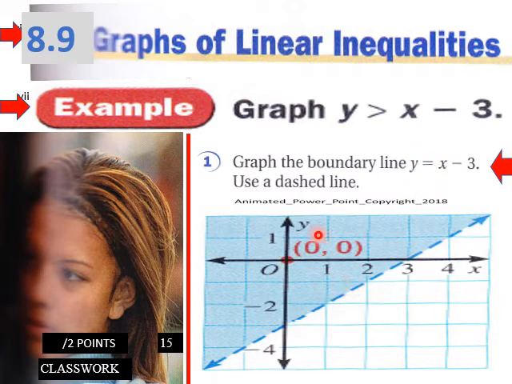And then we plug in 0, 0. When x equals 0 and y equals 0, is 0 greater than negative 3 here? When x equals 0, it's like, yes, it is. So 0, 0 is part of the solution. So you shade everything on this side of the line. And that would be your solution there for that.